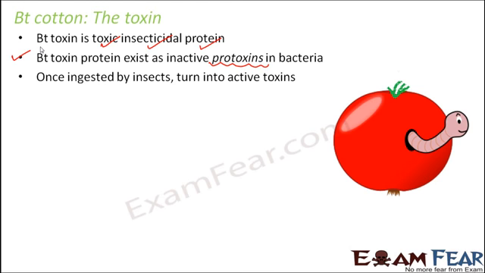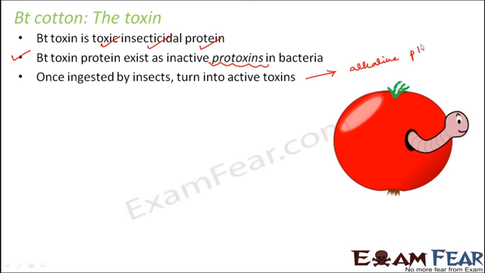They remain in inactive form inside the bacteria, called protoxins. As soon as they are ingested, that is taken in or eaten up by the insects, they become active. And what activates them? The alkaline pH of the gut. What activates them? The alkaline, that is the basic nature.